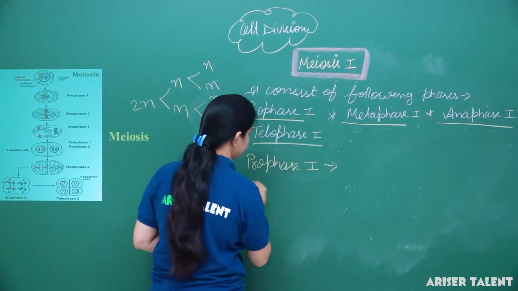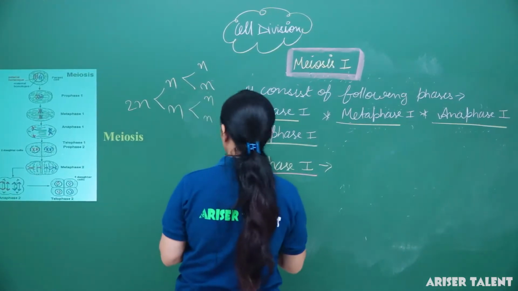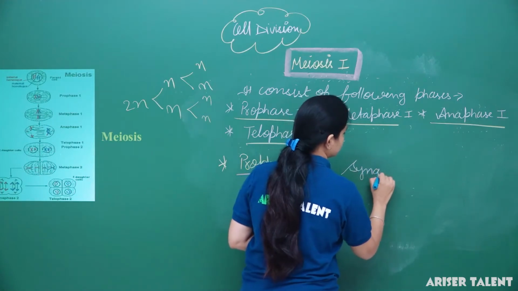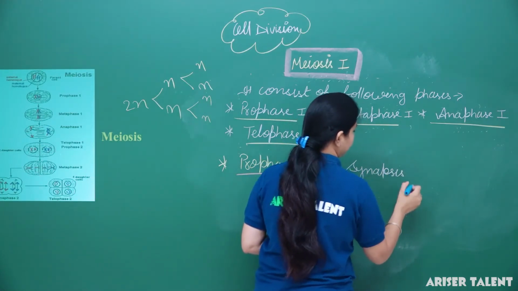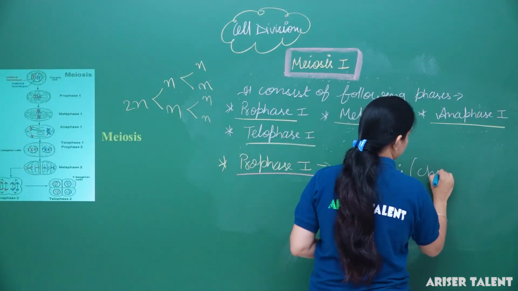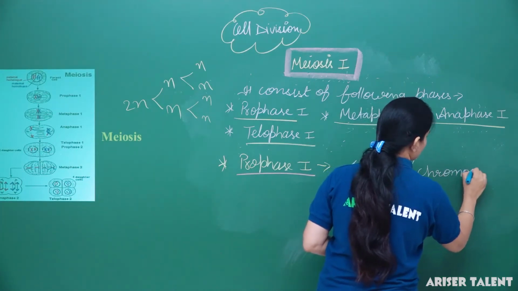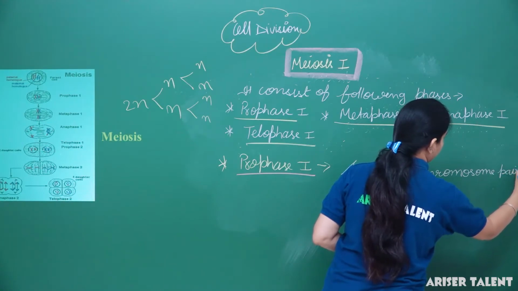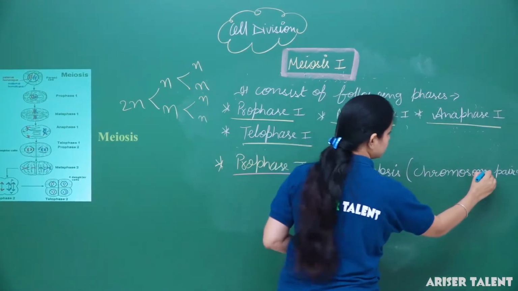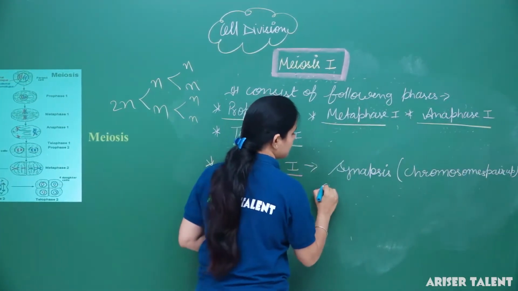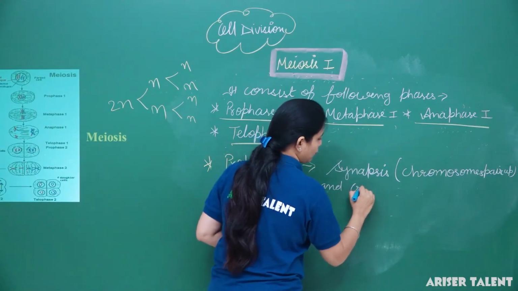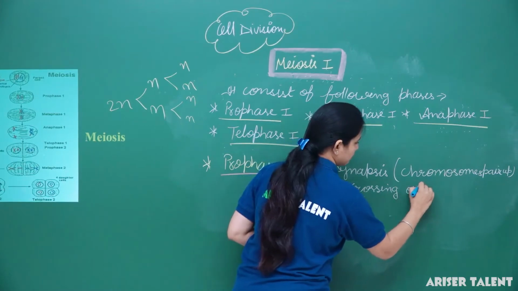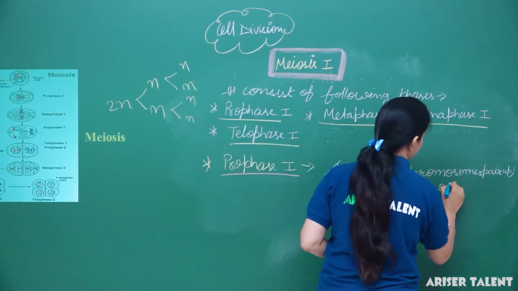Prophase 1. What happens in prophase 1? Synapsis means chromosomes pair up. Okay, synapsis and crossing over occur here.